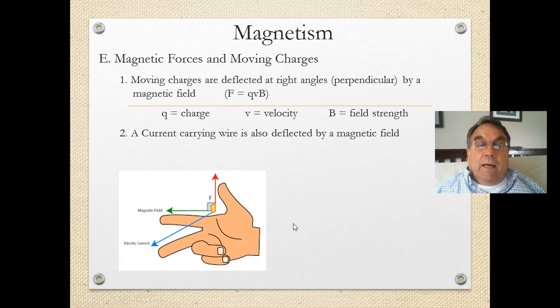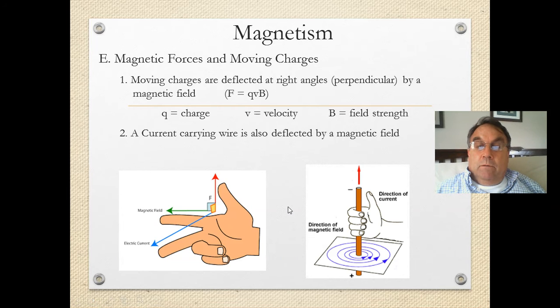Okay, so there's a diagram of the right-hand rule. I learned it where the current was the thumb, and then the force was this way. But just remember, everything's perpendicular to each other. Okay, so here's how I learned it, and then the force would be out this way.